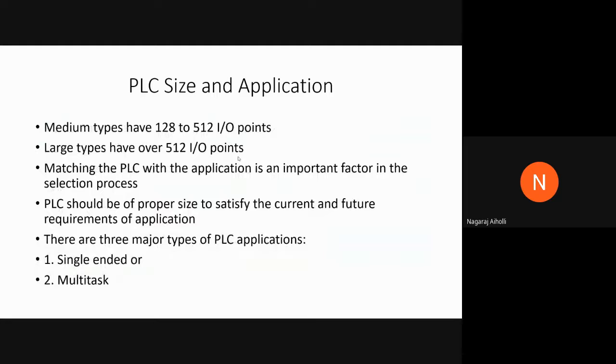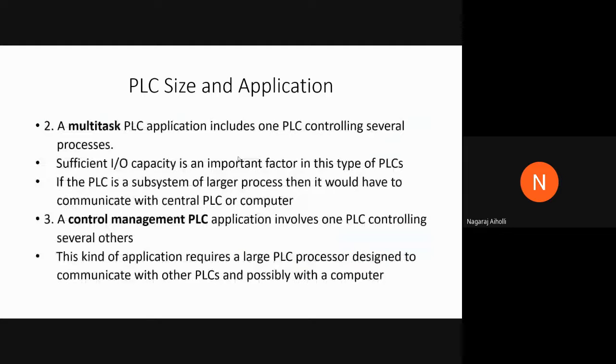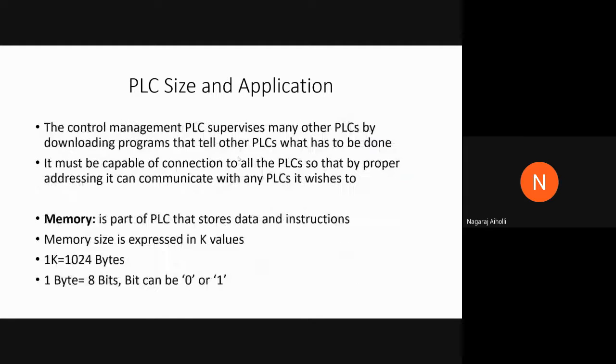There are three major types of PLC applications: single-ended, multitasking, or control management application. Single-ended means it is a standalone application. It includes one PLC controlling only one process. In multitask, one PLC controls many processes. And in control management application, one PLC controls many other PLCs. These are the three types of PLC applications: single-ended, multitask, and control management.